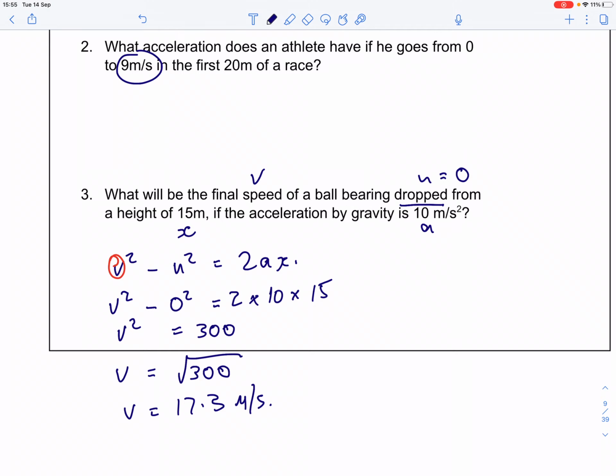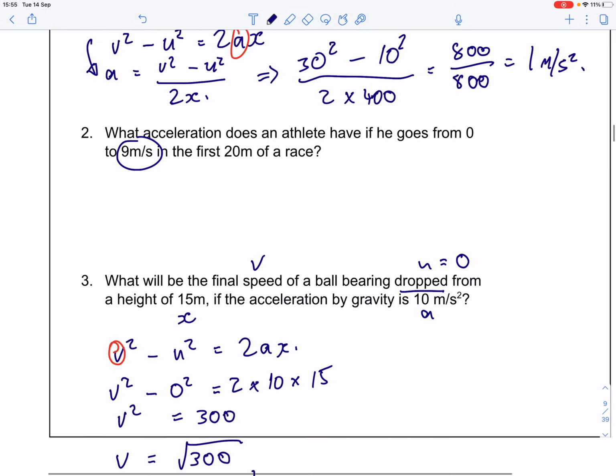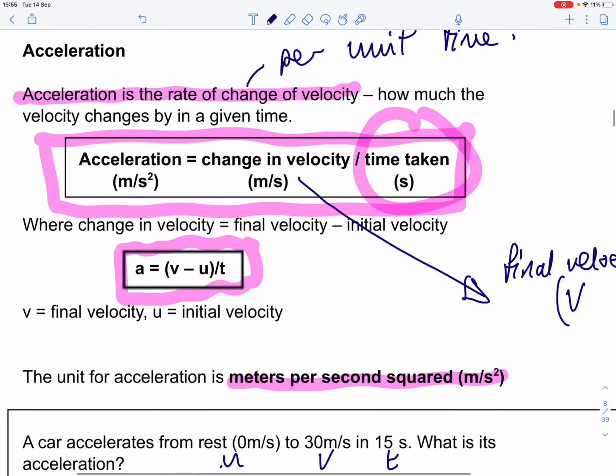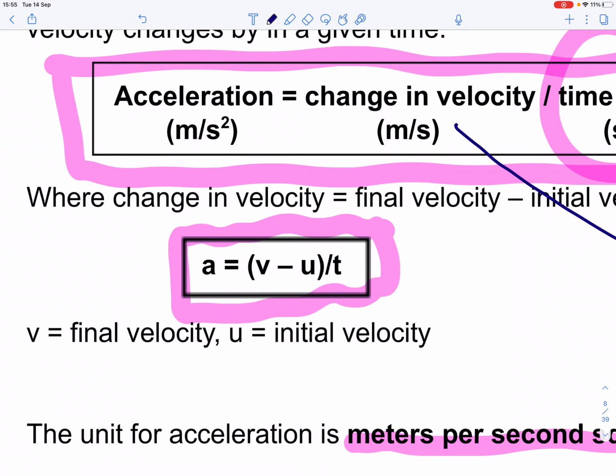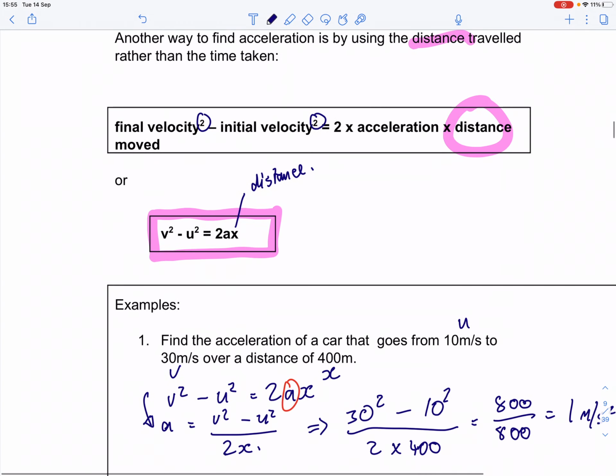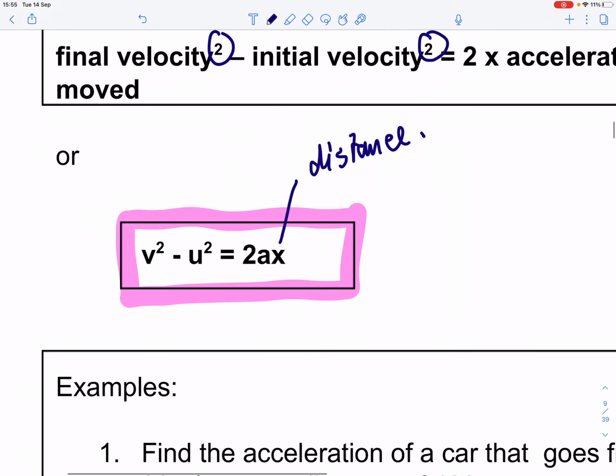So that gives us two ways to calculate acceleration. One, when we know the time, let's scroll back to our first one: the acceleration is equal to the change in velocity divided by time, v minus u over t. And one where we know the distance, which is this one: v squared minus u squared is equal to 2 times a times x, where x is the distance. The first one you need to remember for the exam. The second one is given to you.